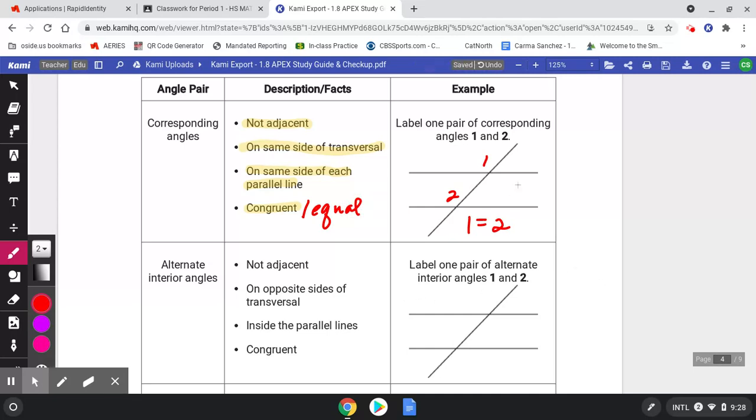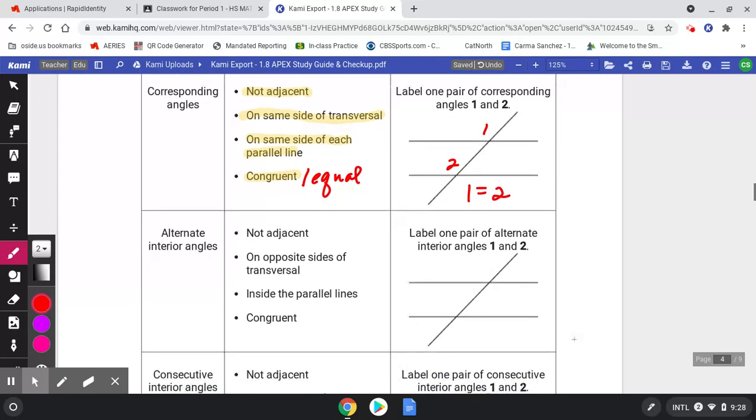Okay, let's go look at alternate interior angles. We're going to label these 1 and 2. Alternate interior angles are inside of the two parallel lines.